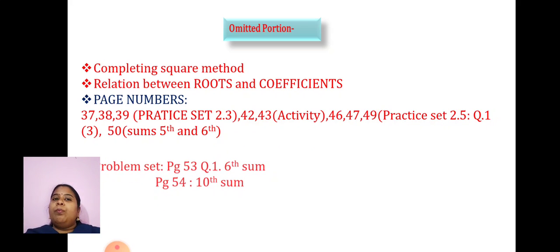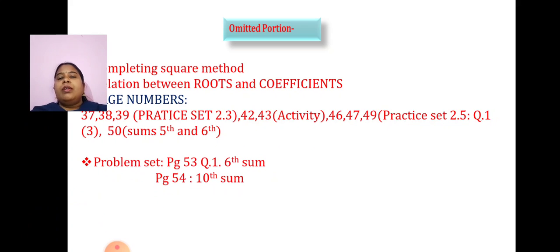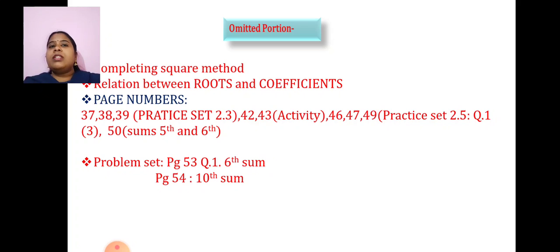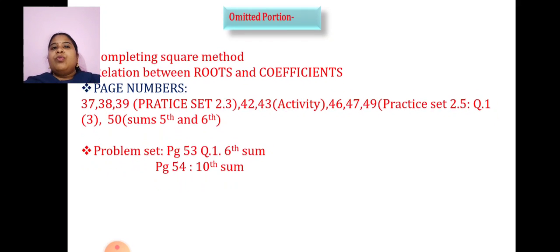Then coming back to the problem set. Problem set page number 53, I think it is MCQ questions. Only the 6th MCQ is omitted. On page number 54, the 10th sum is omitted. So one sum and one MCQ from the problem set of quadratic equations. Make a note of all these things. The important thing to remember is that the completing the square method and the relation between roots and coefficients you don't have to study for the board exam. Right, let us move further.